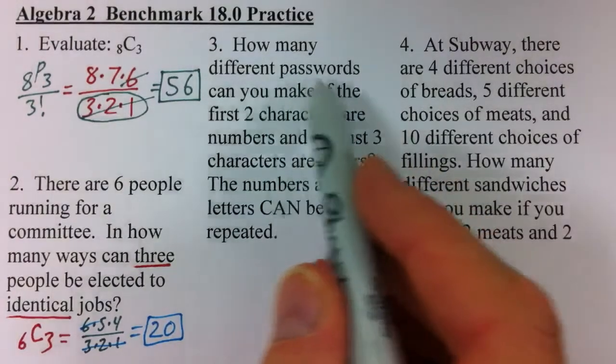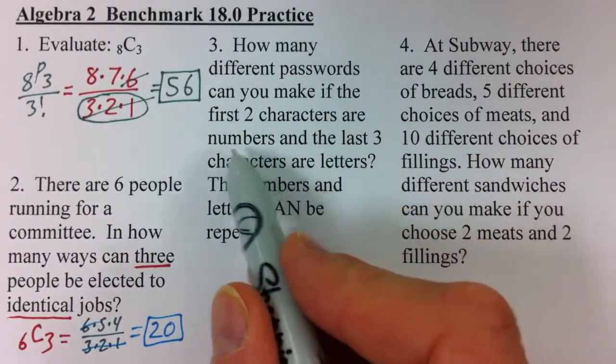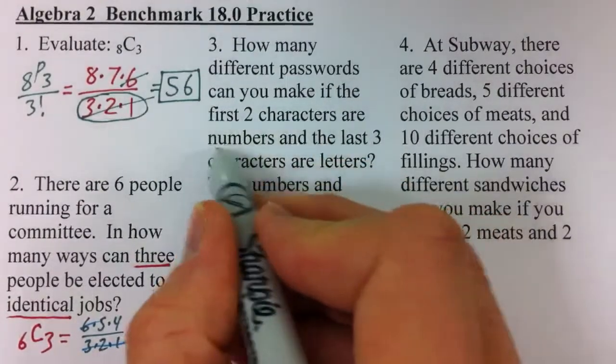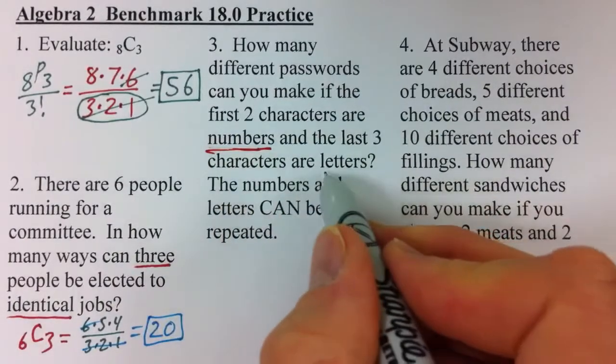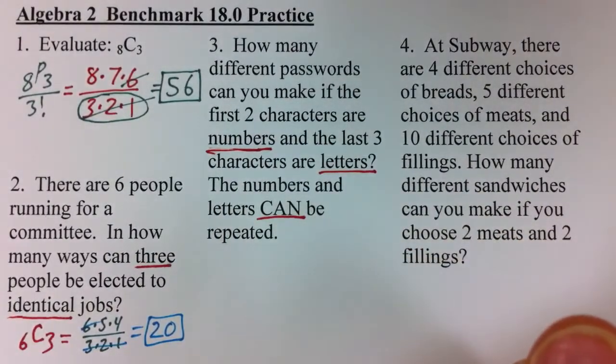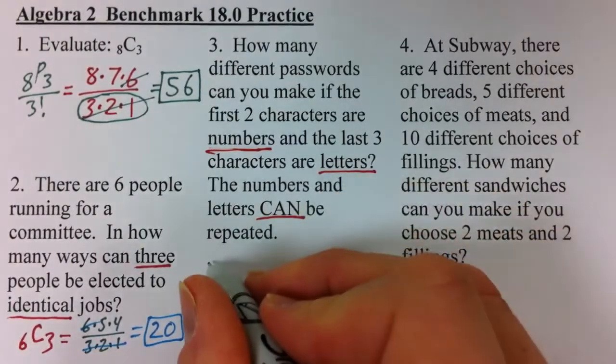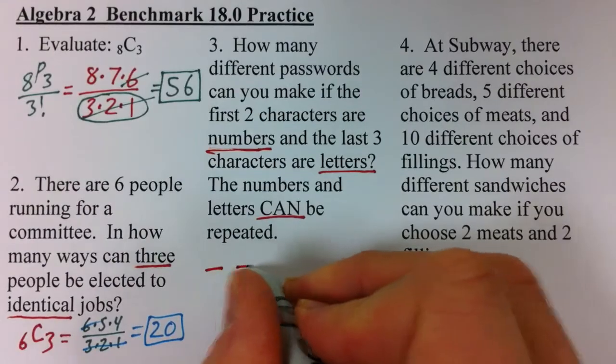Next one. How many different passwords can you make if the first 2 characters are numbers? So the first 2 are numbers, and the second 3 are letters. And you can repeat, meaning you can use the same number over and over again. So if you can repeat, let's think about the first 2 numbers. So we have 2 numbers.